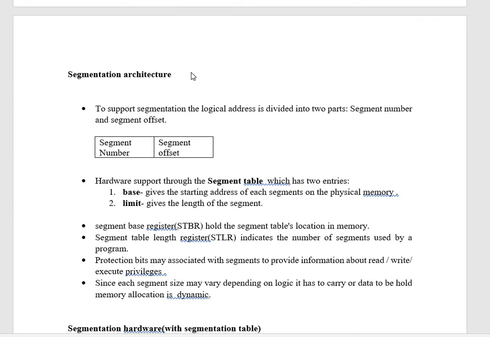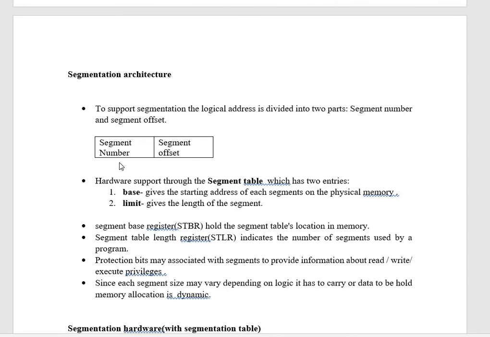So what is the segmentation architecture then? To support segmentation, the logical address is divided into two parts. One is the segment number and the other is the segment offset. In the paging concept, the logical address was divided into two values, P and D, where P represented the page number and D was the offset within the page.